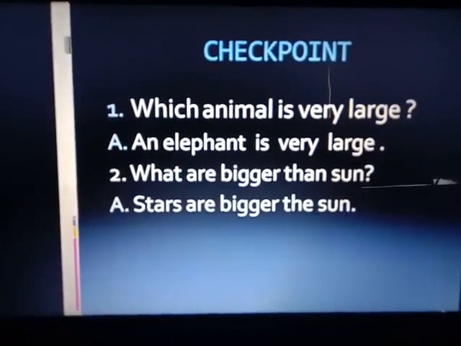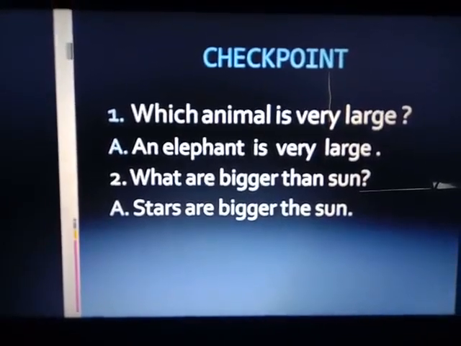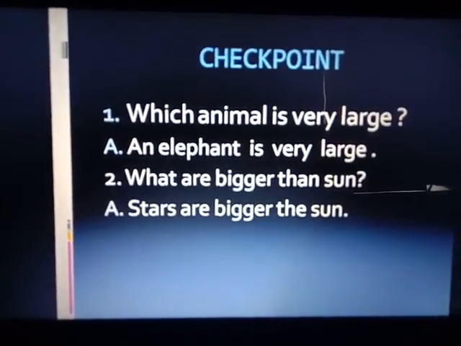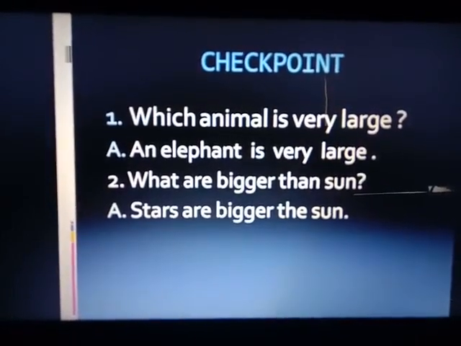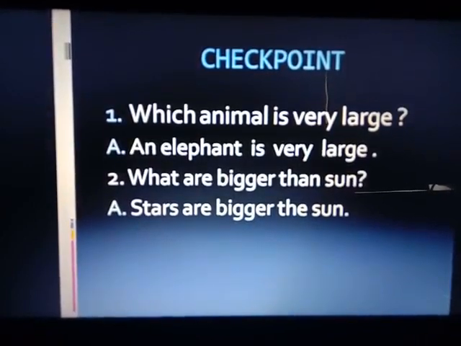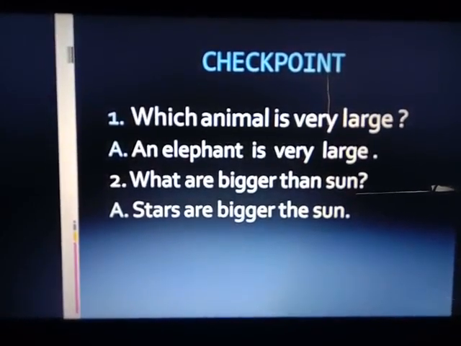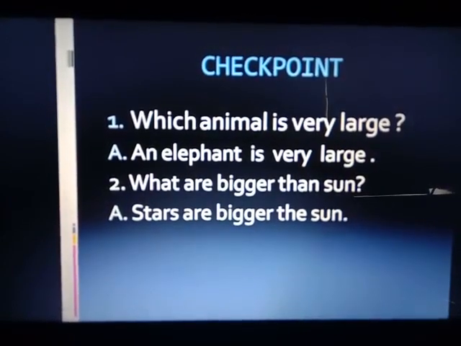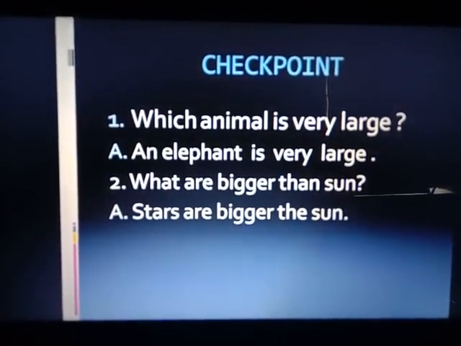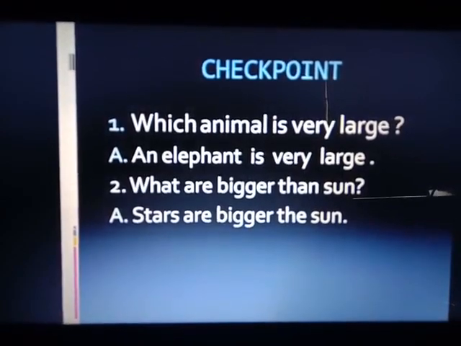As we have read the poem earlier, below the poem there was a checkpoint. So let's discuss the checkpoint. First, which animal is very large? An elephant is very large. What are bigger than sun? Stars are bigger than sun. So I hope you are clear with the question answer.